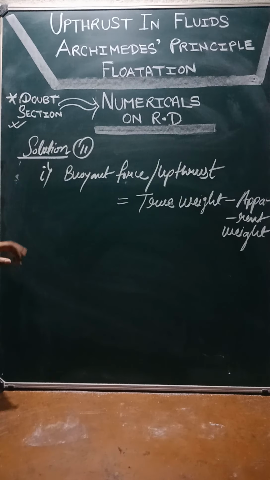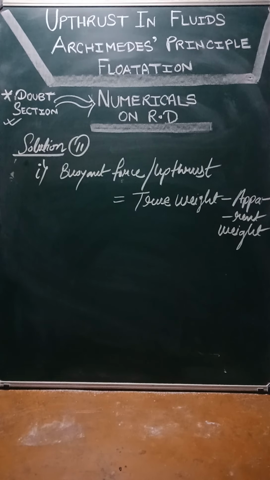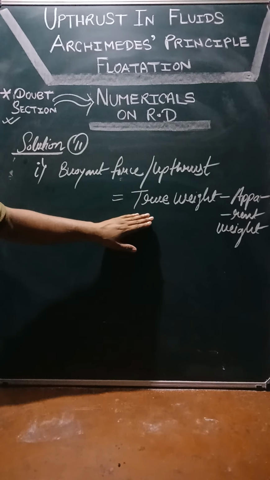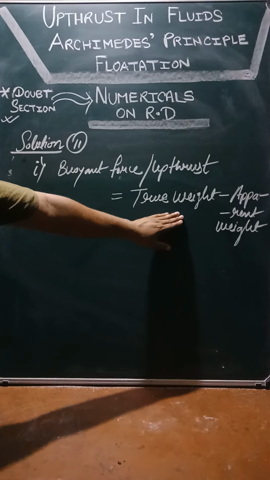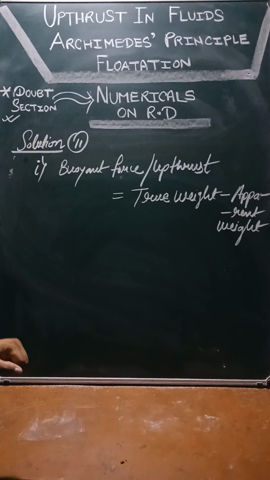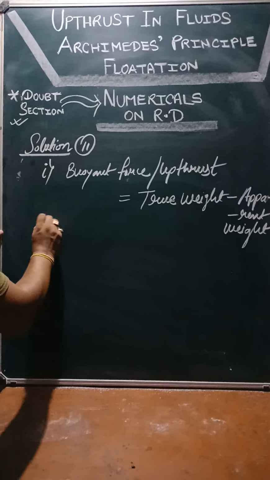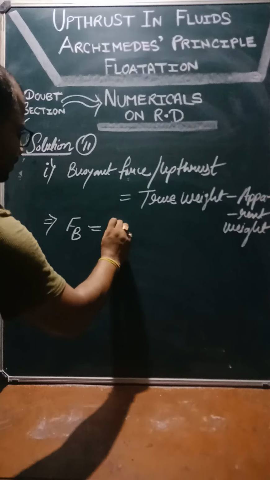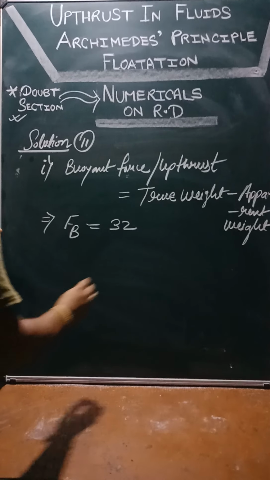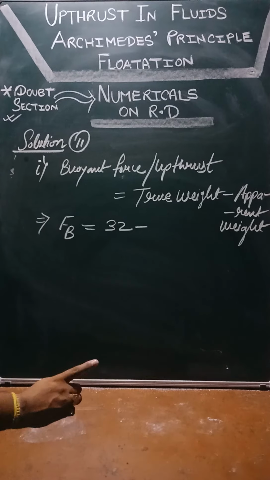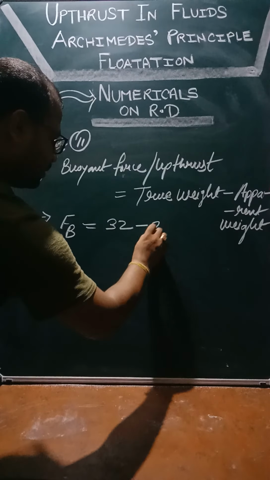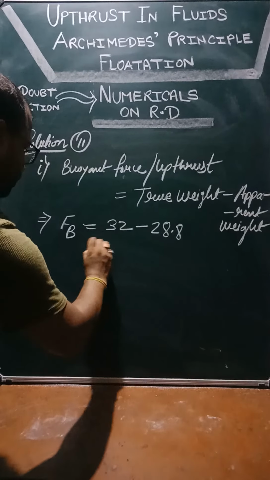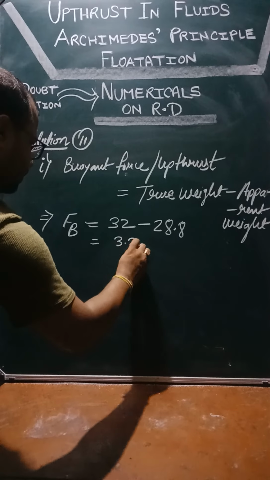So students, now we are going to see the solution of this question. We know the formula that buoyant force, or the upthrust, is equal to the true weight of the body minus the apparent weight of the body. True weight of the body is 32 gf, and the apparent weight is given as 28.8. So we get 3.2 gf.